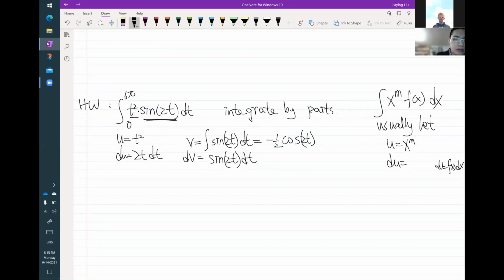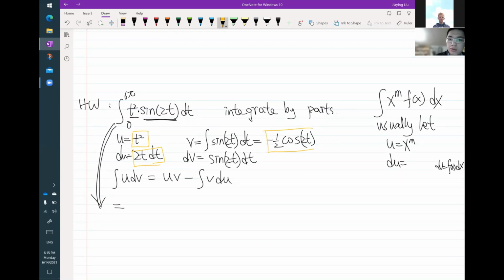The integration by parts formula says the integral of u dv equals uv minus the integral of v du. So now we're going to plug in those parts. u is t squared, du is 2t dt, and v is negative 1/2 cosine 2t. That will give us t squared times negative 1/2, so negative 1/2 t squared cosine 2t, and remember that t is from 0 to 6 pi, minus the integral of v du.